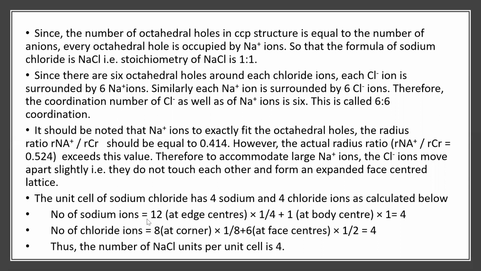So we have sodium ions equal to 12 into edge centers into 1/4, and 1 at body center. Hence this is called sodium chloride, and the coordination number of sodium ion is 6, as well as of chlorine ion is also 6. Thus the number of NaCl units per unit cell is 4. So this is about the NaCl structure. Similarly, we'll study other structures.